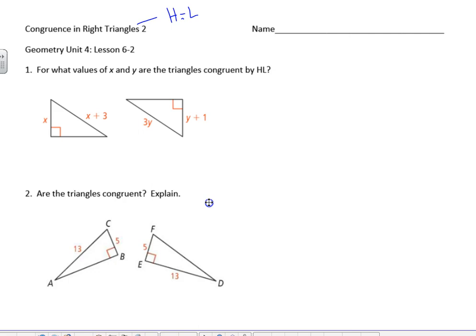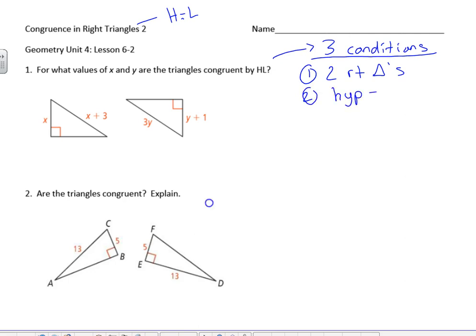So when we look at question 1, for what values of x and y are the triangles congruent by hypotenuse leg? You want to remember that with hypotenuse leg there are 3 conditions required. Number 1, we need to have 2 right triangles. Number 2, we need a hypotenuse congruent to the hypotenuse. And number 3, we need a leg congruent to a leg, and the key here is that they have to be the corresponding legs.